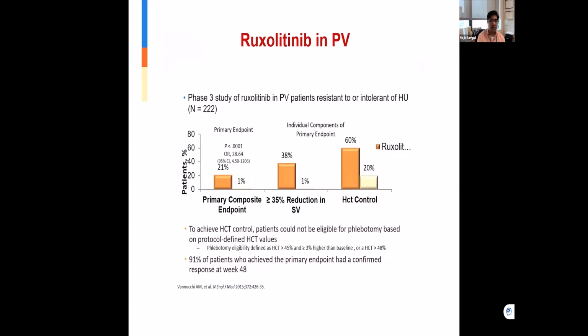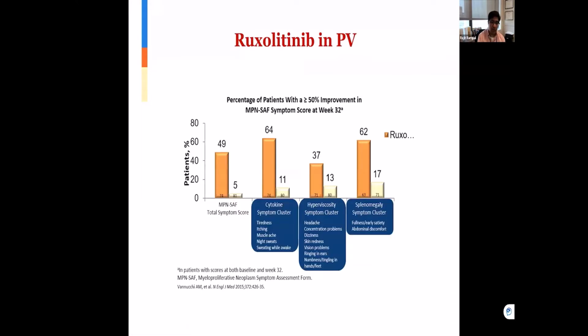And overall, a couple of things to look at. If you look here at the far right, hematocrit control was achieved in 60% of patients who got ruxolitinib and only 20% who got other therapies, most of which was, again, hydroxyurea. And the same thing was true in terms of reducing the spleen size. Furthermore, if you look at symptom profile, and these are the percent of patients with a 50% or greater reduction in their symptom scores, it was clearly higher in patients who got ruxolitinib, which is in the orange, 49%, versus 5% of those who got treated with other modalities.